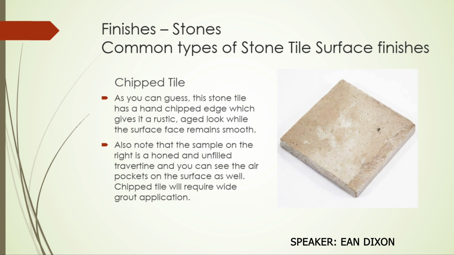Common types of stone tile surface finishes. Chip tile. As you can guess, this stone tile has a hand-chipped edge which gives it a rustic, aged look while the surface face remains smooth. Also note that the sample on the right is a honed and unfilled travertine, and you can see the air pockets on the surface as well. Chip tile will require wide grout application. There's a diagram showing chip tile.